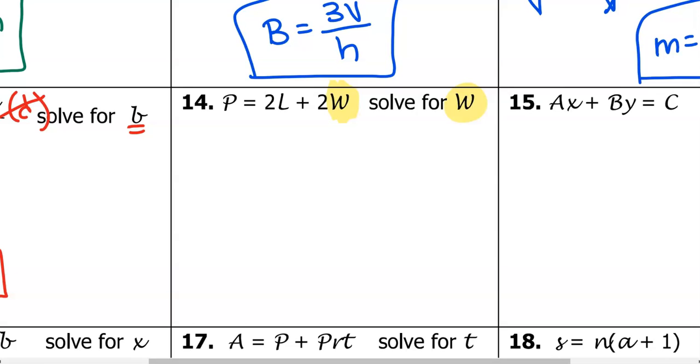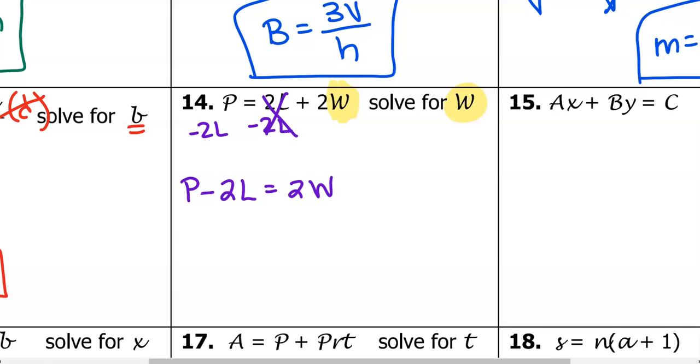We're going to move the loose piece over. We did that yesterday also. Move the loose piece to the other side. So we're going to move all of 2L over here. 2L minus 2L is 0. We've moved it. P minus 2L, again, because they're just letters, it just stays P minus 2L. And we're equal to 2W.